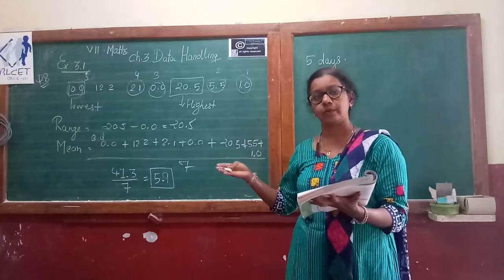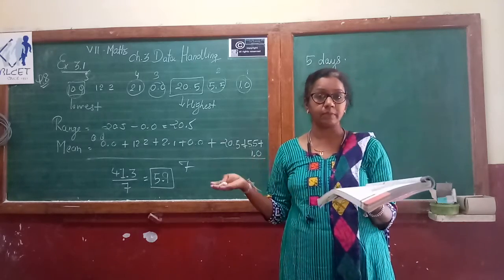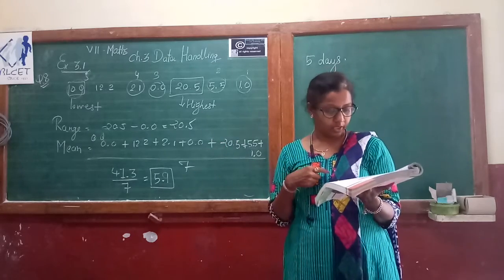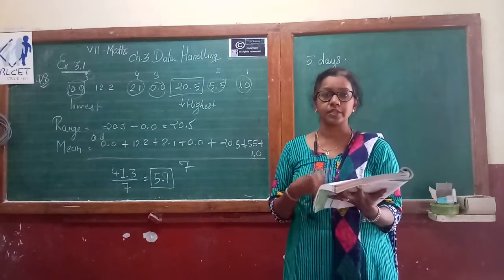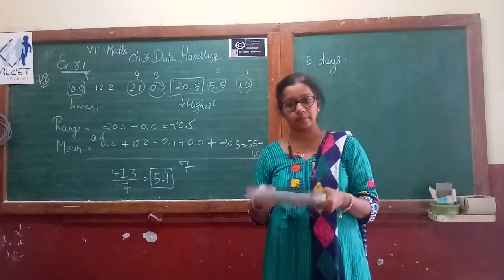It is the same as your question number 8, but here you have to find the observations more than the mean height. There we found the observations less than the mean height. So try to solve question number 9 by yourself. So here your exercise 3.1 is completed. Thank you.